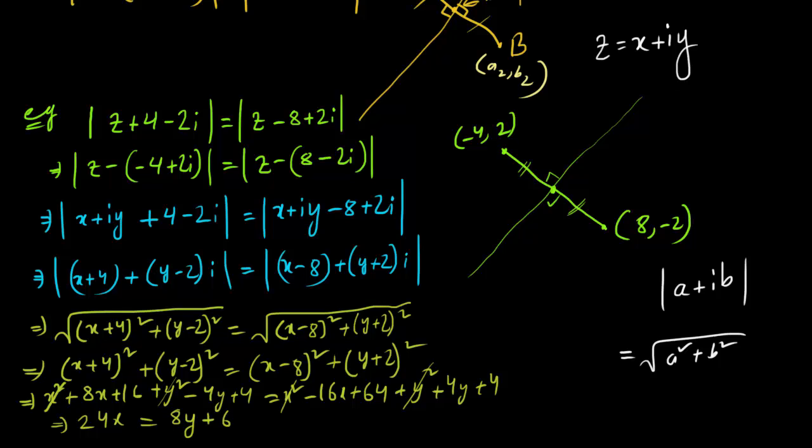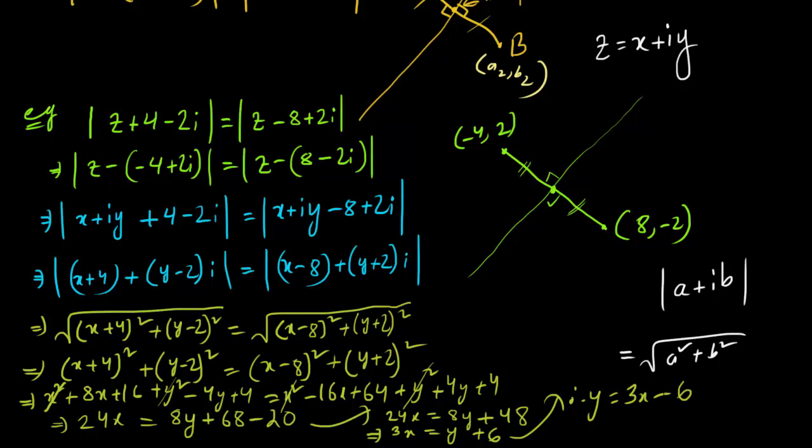So we have plus 68 minus 20, and that turns out to be 24x equals to 8y plus 48. Now we can further simplify by dividing both sides by 8. This turns out to be 3x equals to y plus 6. Therefore, y equals to 3x minus 6 is the equation of the perpendicular bisector line. Now you can sketch y equals to 3x minus 6.